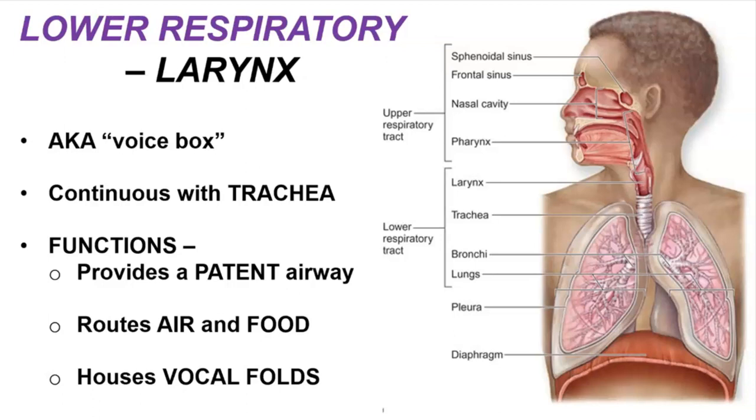So it has a structure associated with it called the epiglottis, which closes the larynx when we are swallowing so that food is directed into the esophagus rather than down into the trachea. The larynx also contains the vocal folds, which is why I refer to it as the voice box, and the vocal folds vibrate to produce speech sounds when air passes over them.